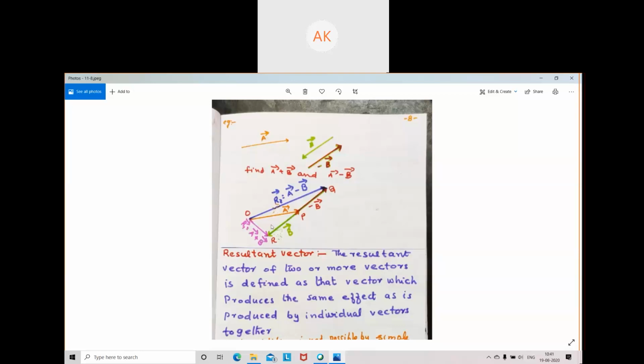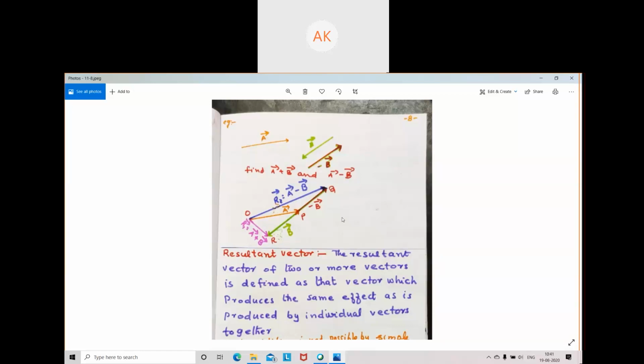Now you can see A minus B is the bigger one, with longer length, and A plus B is the shorter one. Direction is also different. So A plus B and A minus B are two different vectors. That's why here it is given as vector R2, the resultant when A and minus B are added. Here R1 equals vector A plus vector B. Both are different vectors. Their magnitude is different, and direction is also different.